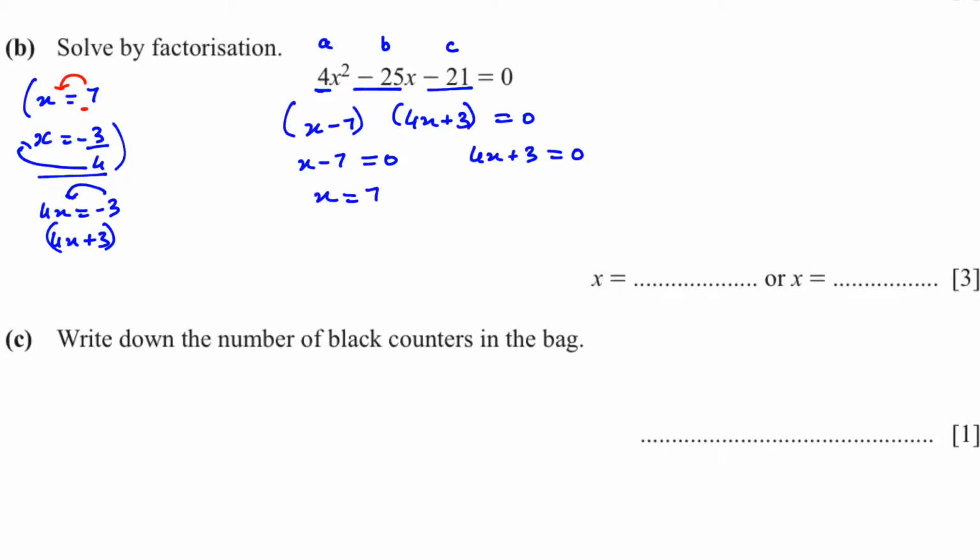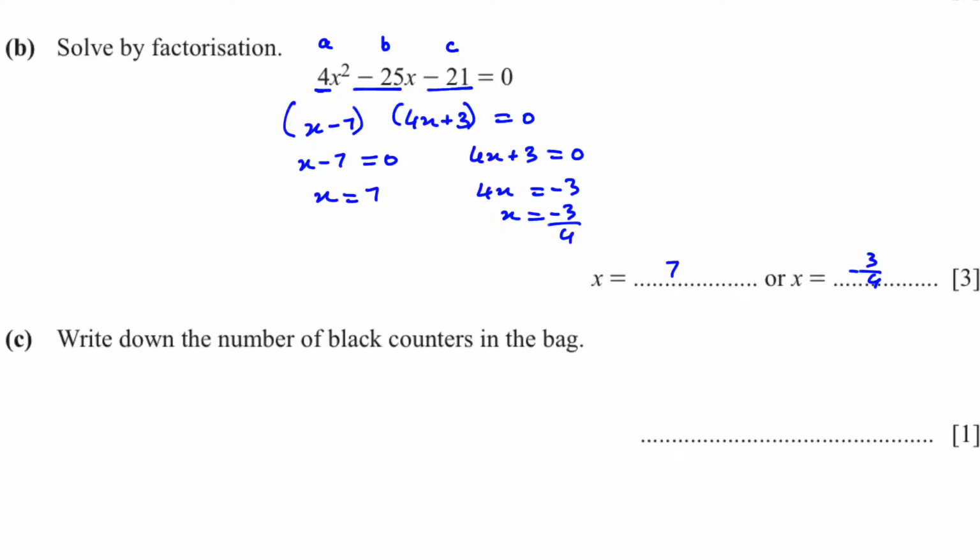Therefore, x is equal to 7, and 4x is equal to negative 3. x is equal to negative 3 over 4. 7 and negative 3 over 4. You can erase this working out, and that's your answer. Next part, write down the number of black counters in the bag. x cannot be negative, correct? It has to be positive. Therefore, the number of black counters in the bag is 7.